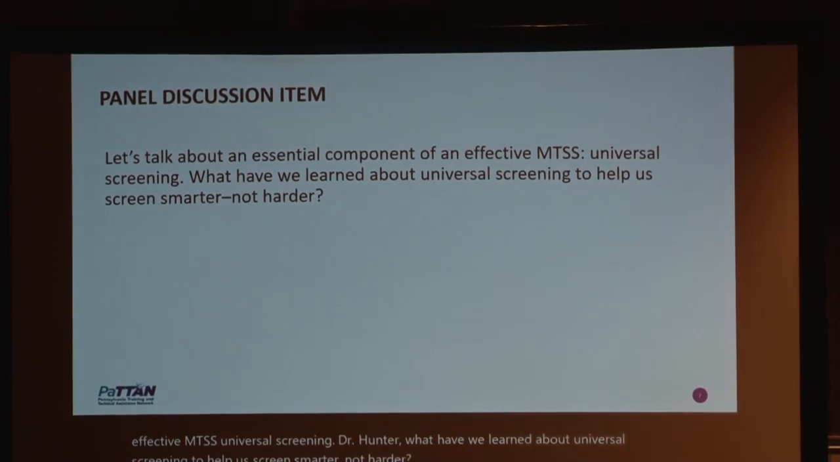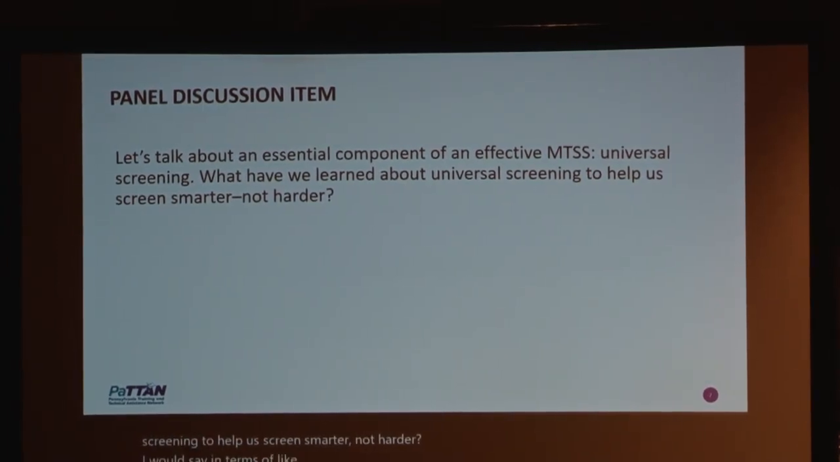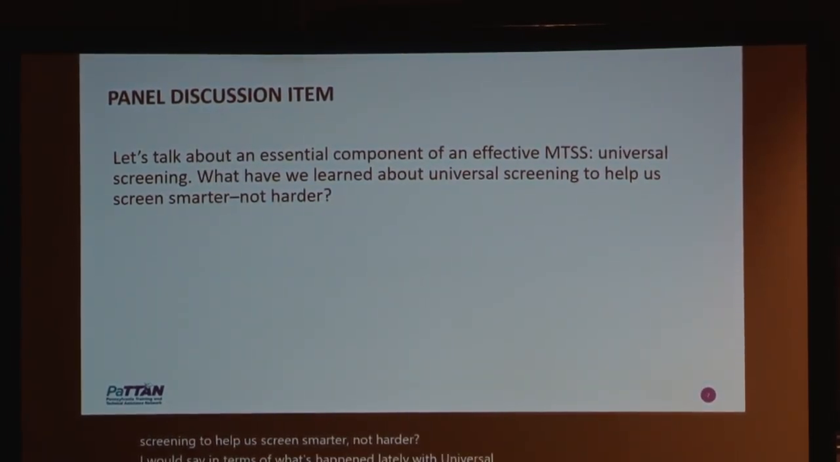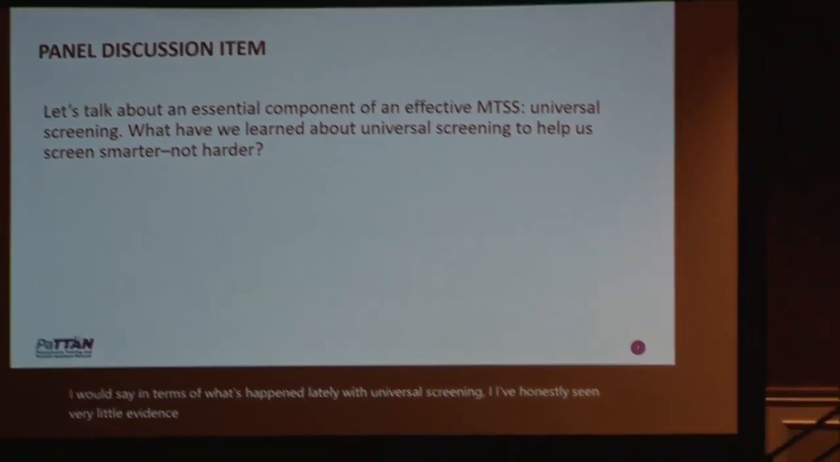I would say, in terms of what's happened lately with universal screening, I've honestly seen very little evidence of better screening practices than curriculum-based measurement, at least at the early elementary level. In terms of how efficient they are, their psychometric properties, and the type of problem solving, they're easy to aggregate and do problem solving at the group level, right? You can even look at rate and accuracy and derive a little bit of diagnostic information in terms of what type of intervention the student needs.